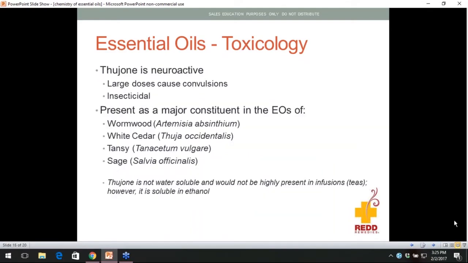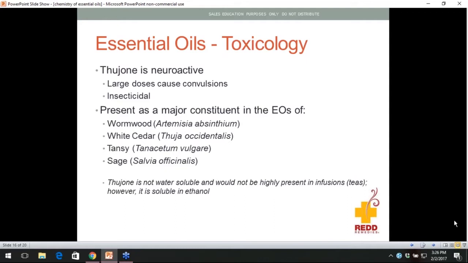So, thujone, this is a fraction of essential oil. It is a neuroactive. It, in large doses, will cause convulsions. It happens to be insecticidal, but if you put this on your dog to kill fleas, you will also kill your dog. So don't do that. Present as a major constituent in wormwood, white cedar, tansy. It is what makes tansy poisonous, and sage, just common garden sage. Now, thujone is not water soluble, and it's not going to be present in infusions. So teas. So if you do a tea of sage, don't worry, there's no thujone in there. But it is alcohol soluble.